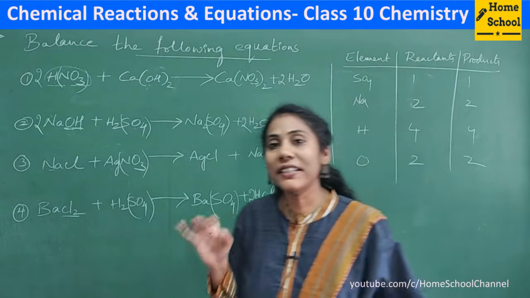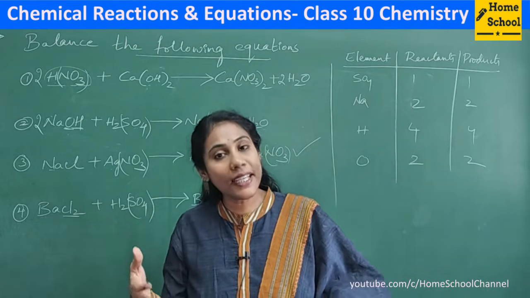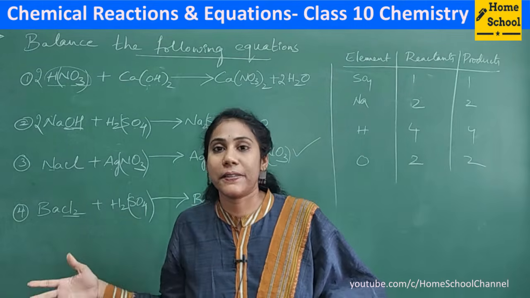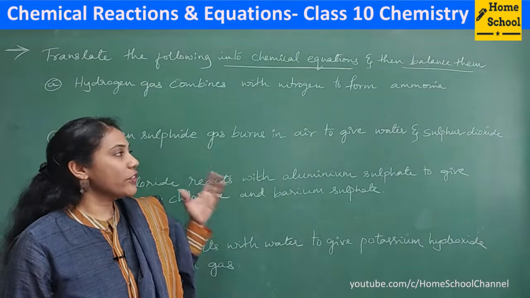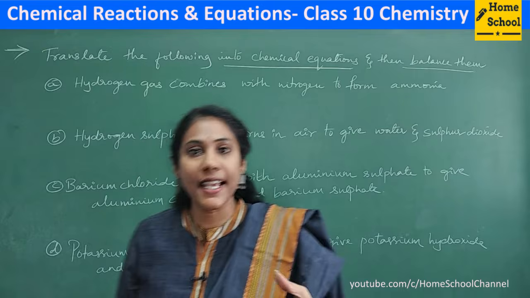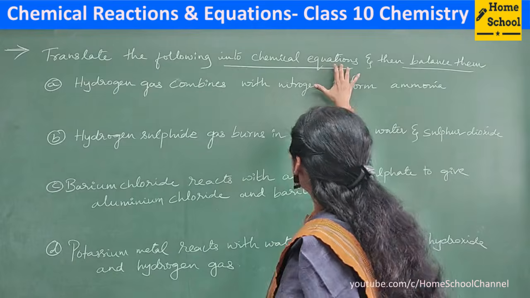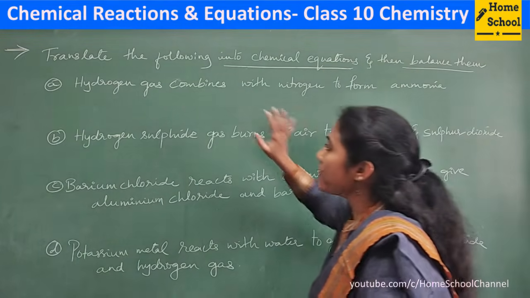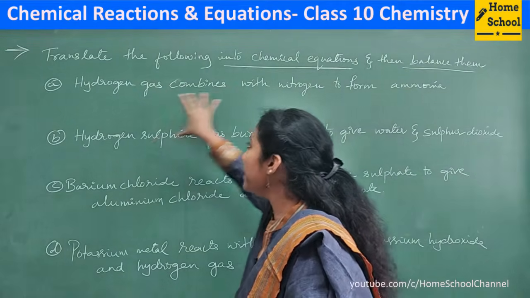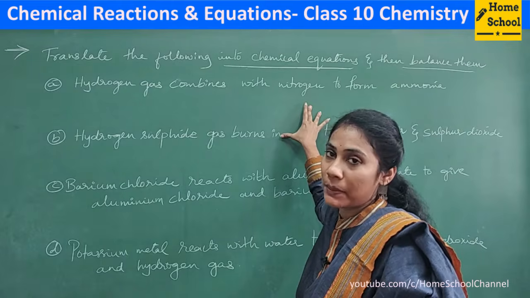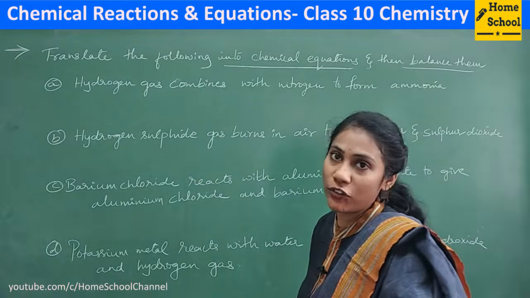Now I will try to give the reactions in the form of a sentence. You convert that into an equation and then balance it. Let us see a few examples of that model also. Look at the question, guys. Even this question I picked from the NCERT exercise questions of the chapter. Translate the following into chemical equations and then balance them. They have given some reactions in the form of a sentence. You should write the chemical equation along with the formulas and then balance it. Let us work out these 4 questions.